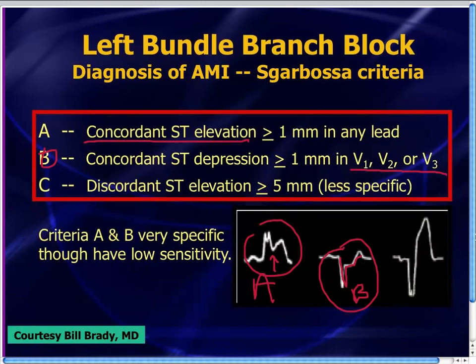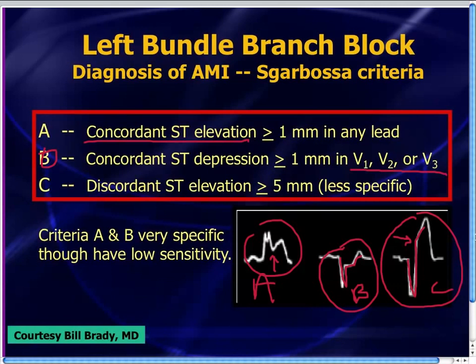And then she also talked about Sgarbossa criteria C, which is a QRS complex goes down and the ST goes elevated in the opposite direction. Now, normally that's okay, but if it's elevated more than 5 millimeters, that's considered excessive discordance, and that would be considered bad also, okay? So there's your A, there's your B, and there's your Sgarbossa C criteria.